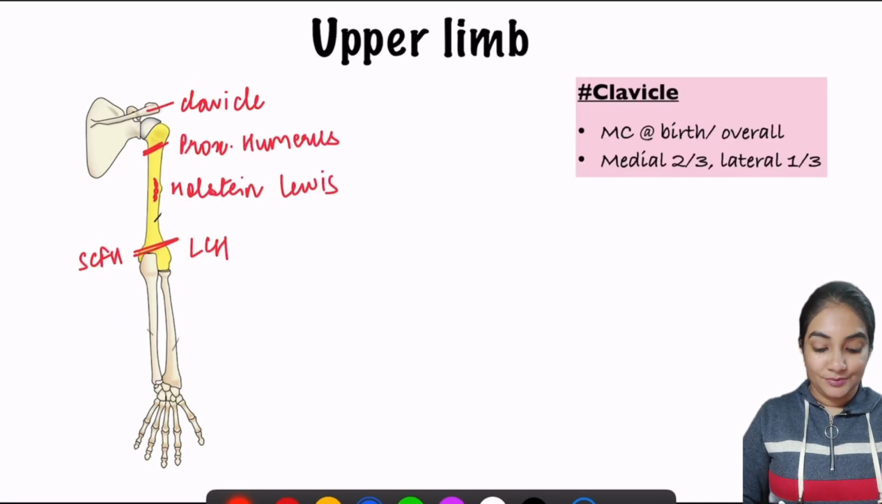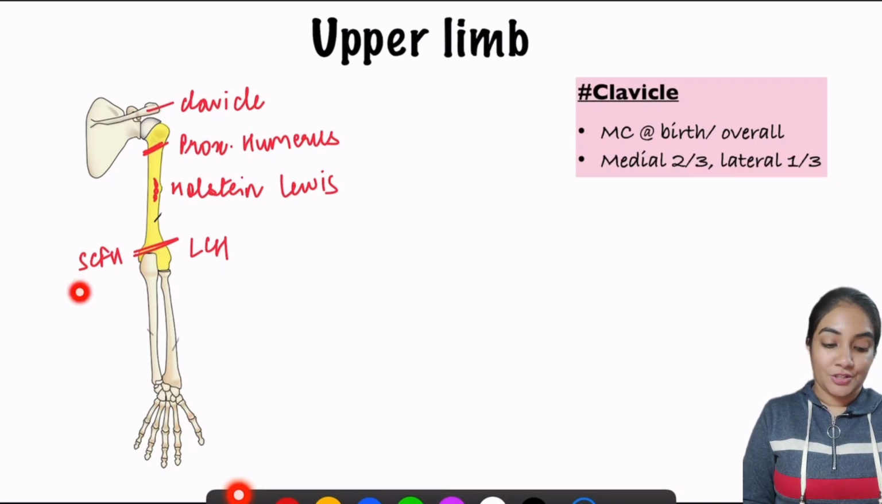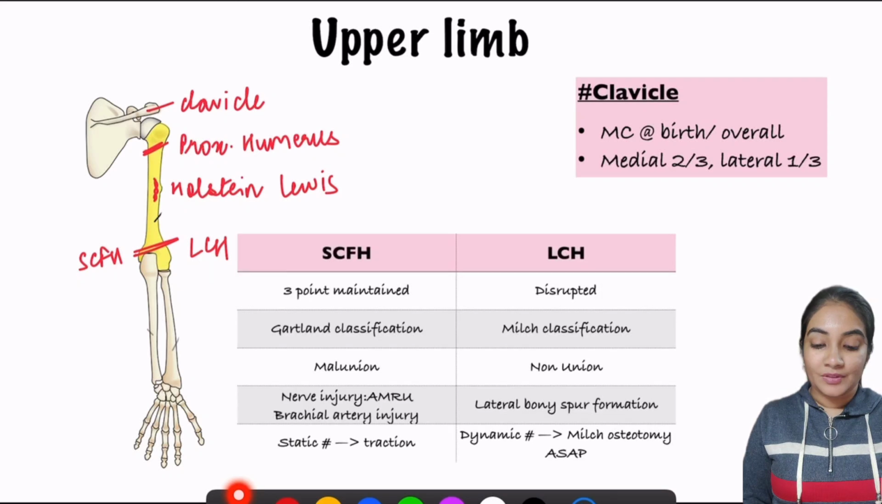First, clavicle. Clavicle is the most commonly fractured bone at birth as well as overall. Adults may at any age, if you just pick up most commonly fractured bones, it is clavicle. Where does the fracture happen? At medial 2/3, lateral 1/3. Then the other 2 important fractures are supracondylar and lateral condylar. We'll study them in a table format.